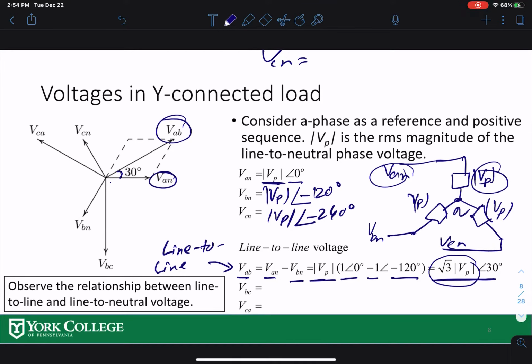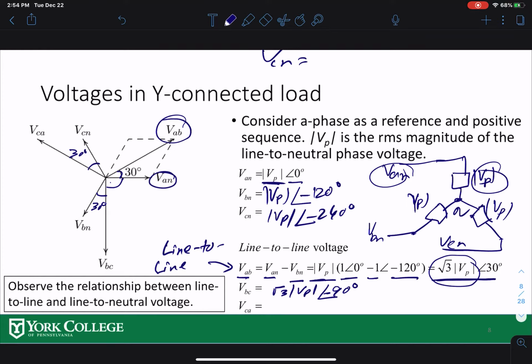Before I write it, let me draw it. So all the line to line voltages would be shifted by 30 degrees from their respective line to neutral voltage. So this is also a 30 degree over here, right? This is also a 30 degree over here. So if I look from the reference over here, this one is 30 degrees, right? And this one, VBC over here, would be the same magnitude, right? Then the angle would be negative 90 degrees from the reference.